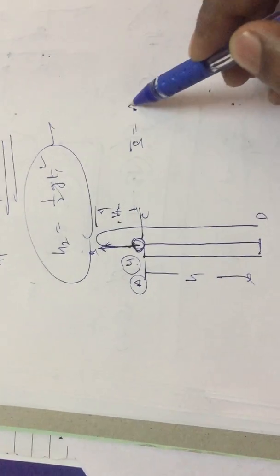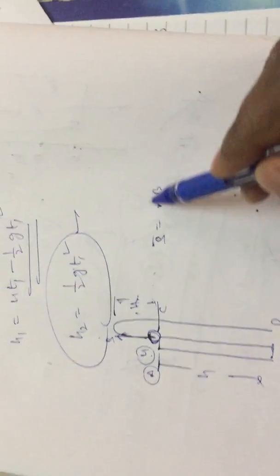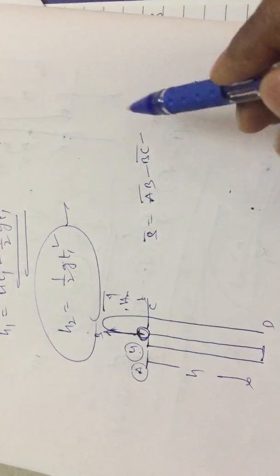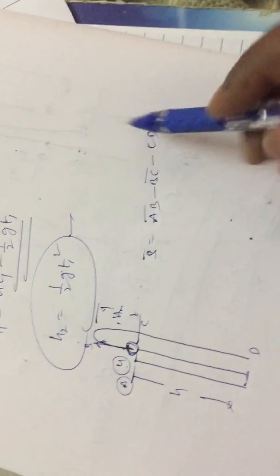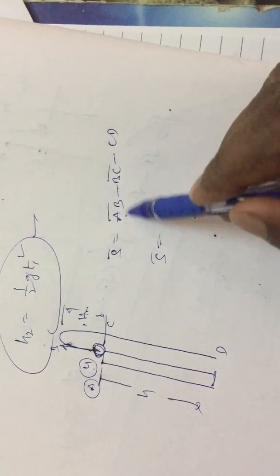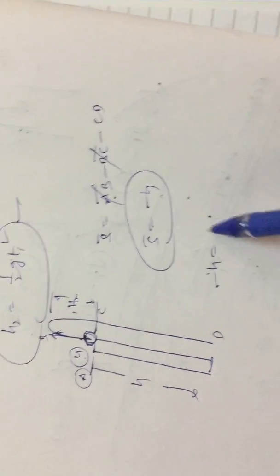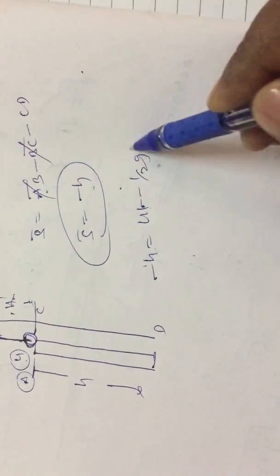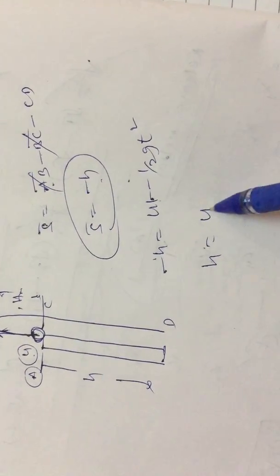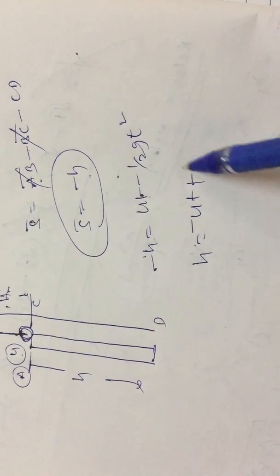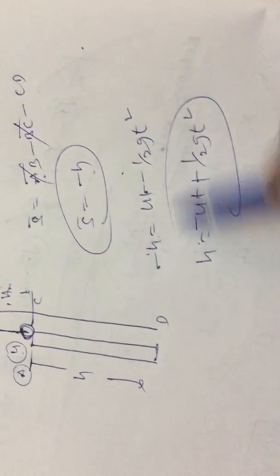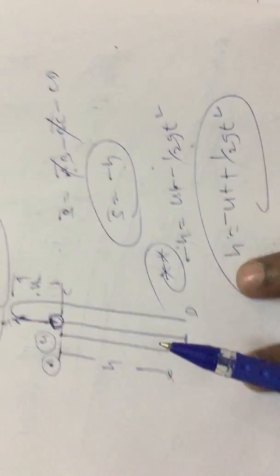total displacement we write as AB minus BC minus CD. So here the total displacement, these two cancel, we will get minus h. So minus h equals ut minus half gt square, such that h equals minus ut plus half gt square. This is a very important formula.